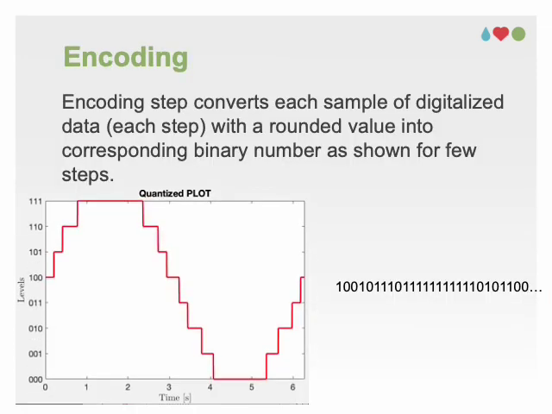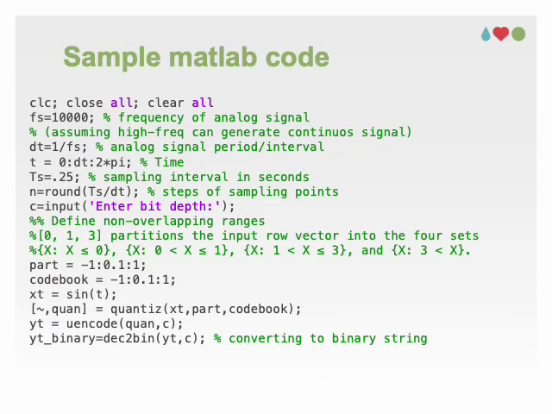The last step is the encoding step. We convert the digitalized signal in time and amplitude into a sequence of binary numbers, as shown for a few steps here, from left to right of this figure, just from here to here. You see this string. Here you can find Matlab sample code in order to reproduce all figures in this video.